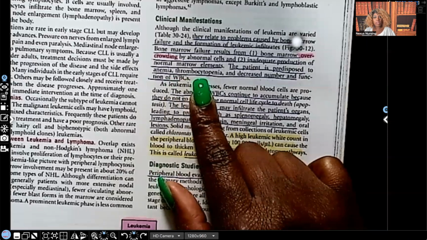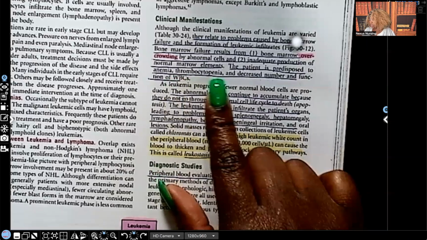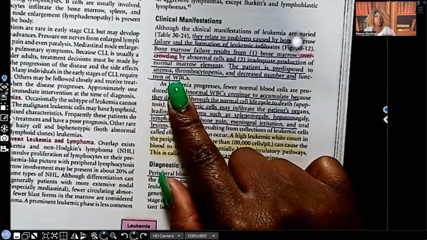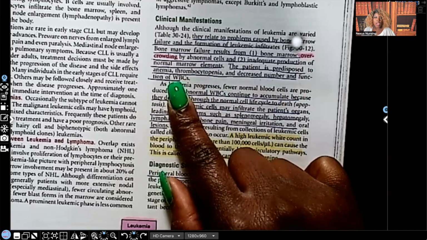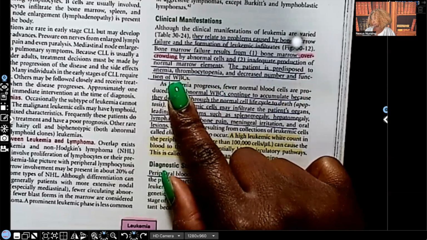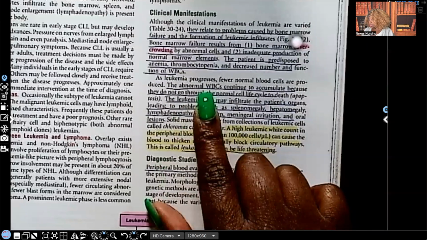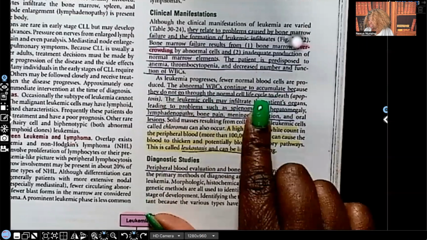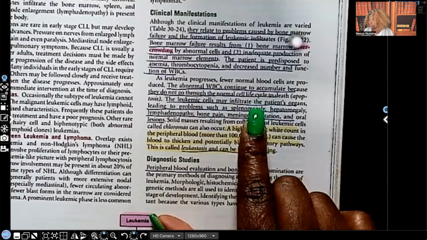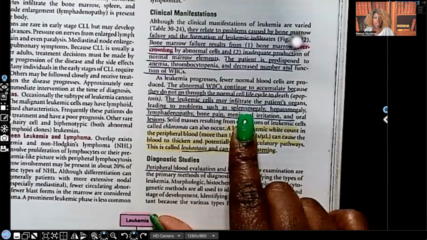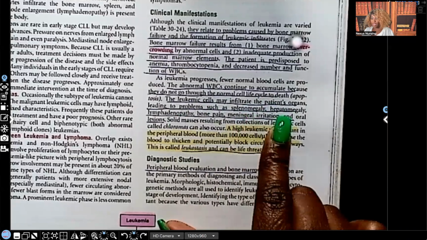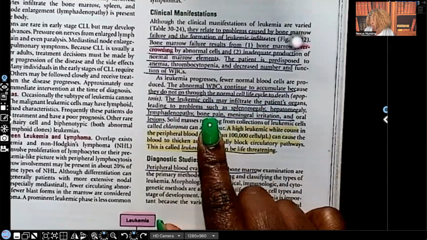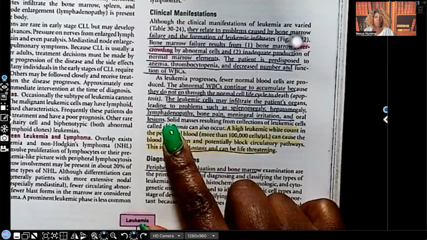Thrombocytopenia. Why? Because of the decreased number of platelets and decrease in the number and function of WBCs. And we know that because in leukemia, all it is, is a proliferation and increase in immature WBCs. The abnormal WBCs continue to accumulate because they do not go through the normal life cycle to death. The leukemic cells may infiltrate the patient's organs, leading to problems such as splenomegaly when it gets into the spleen, hepatomegaly when it gets into the liver, lymphadenopathy when it gets into those lymph nodes, bone pain, meningeal irritation, and oral lesions.